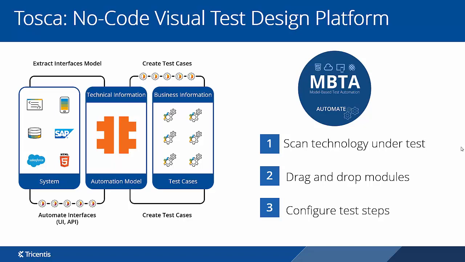Second step, once we have these modules, then we can drag and drop them onto our visual test design canvas in a logical order that simulates the business process or requirements. Third step, once we have our test case flow set up, then we can configure the test to run based on the requirements under test. So let's see this in action.